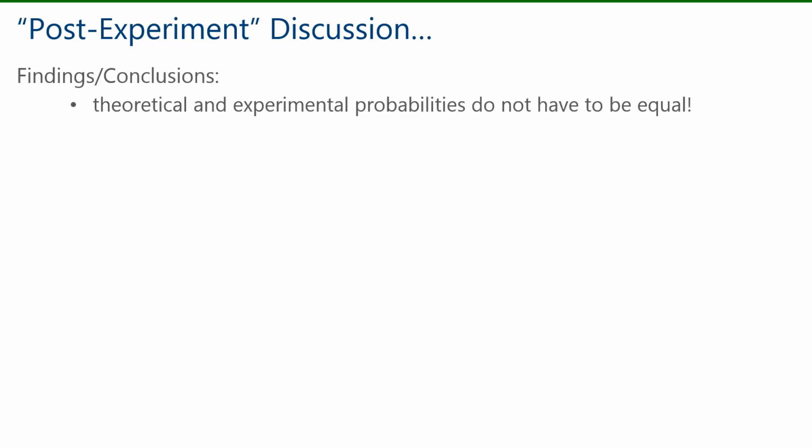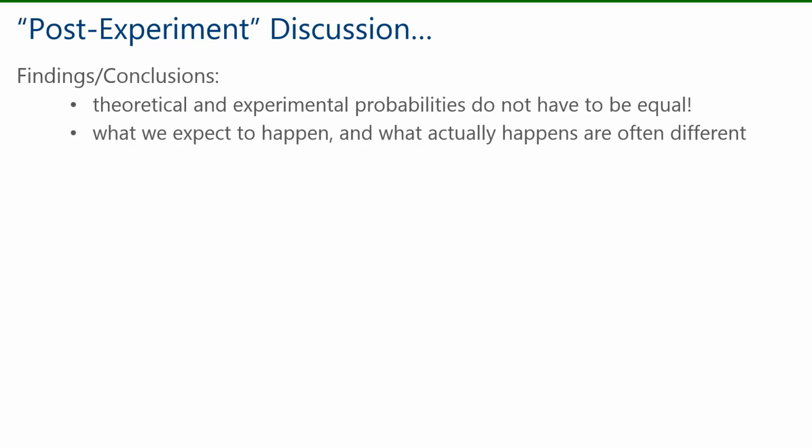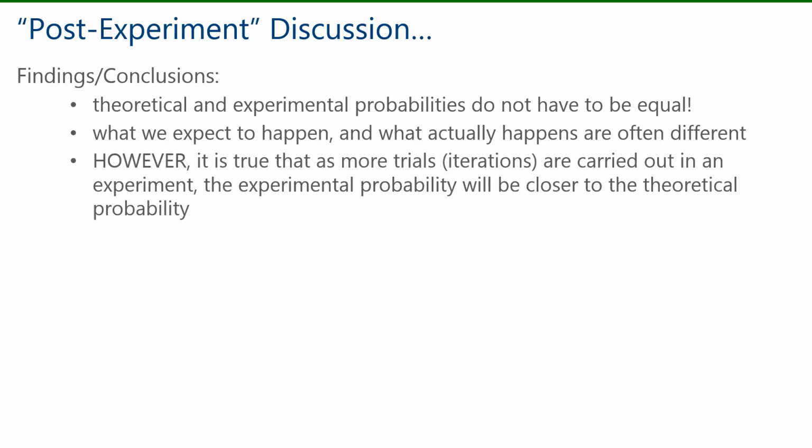If we do a little post-experiment discussion now, some findings or conclusions. Obviously, theoretical and experimental probabilities do not have to be equal. What we expect to happen and what actually happens are often different. However, and this is an important point, it is true that as more trials, or sometimes we call them iterations, are carried out in an experiment, the experimental probability will become closer to the theoretical probability. That is a proven fact.